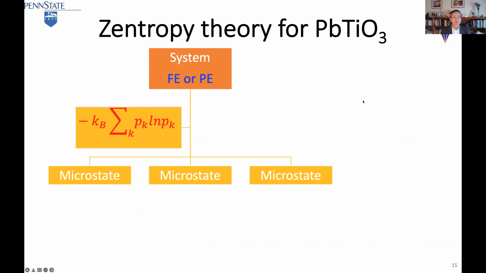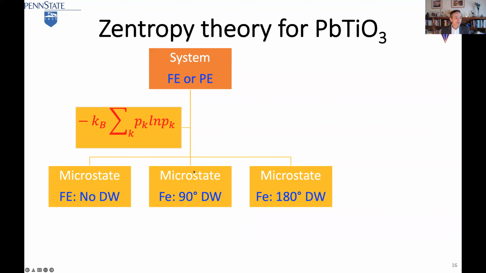At the system scale, we have a ferroelectric or paraelectric phase. Below the transition temperature it is ferroelectric, above it is paraelectric. So it consists of different microstates. They are all ferroelectric. Okay. And so there's a configurational entropy among them. So what are the microstates we have? We have the ferroelectric without domain walls. We have 90-degree domain walls and 180-degree domain walls, right?